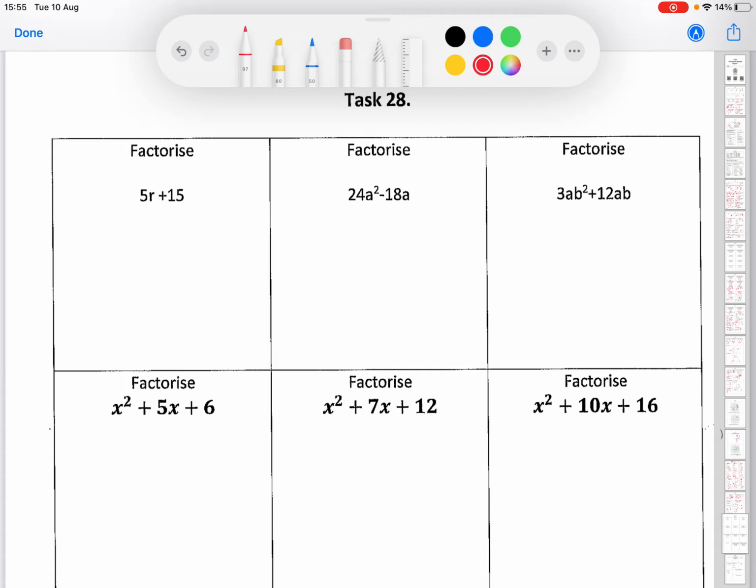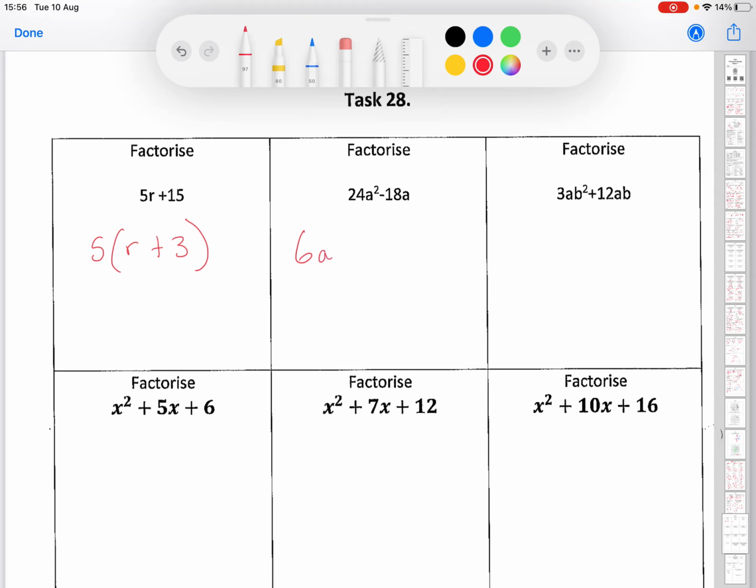Okay, next one we've got factorise 5r plus 15. So think about what is our common factors of 5r and 15. So 5 obviously goes into them both. There's no letter, but 5 times what is 5r? We need an r. 5 times what is 15? It would be 3. So it would be 5 and then r plus 3.